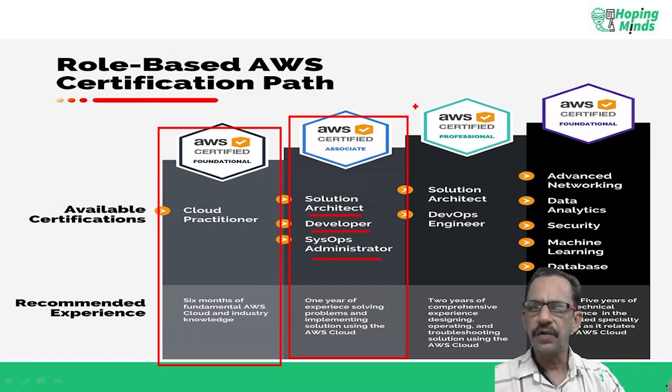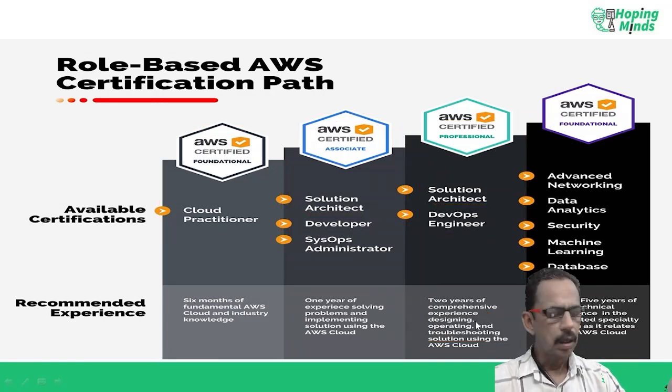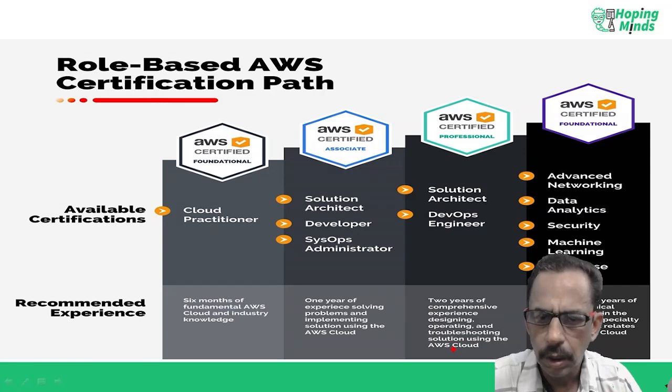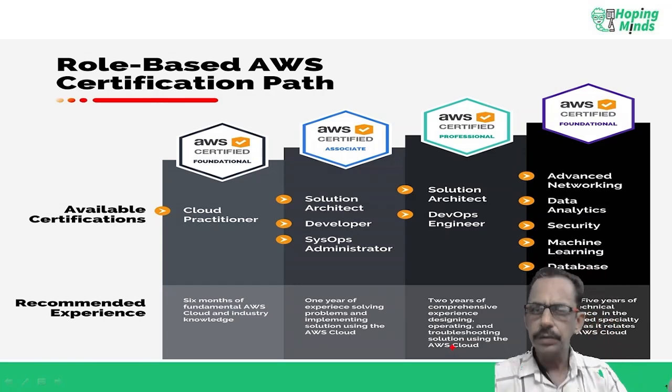Third level is the professional level. Here you will get the Solutions Architect and DevOps Engineer certificates. You need at least 2 years of experience, otherwise it's good to go with 5 years of experience in the designing part, then the operating part, and troubleshooting solutions using the AWS cloud.